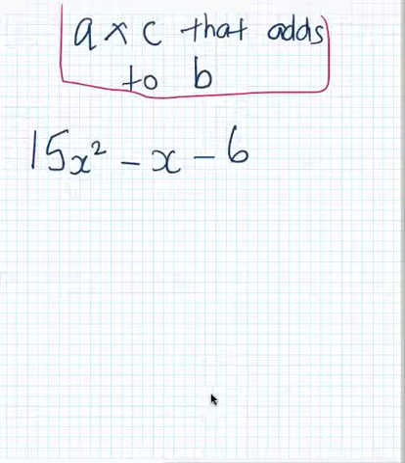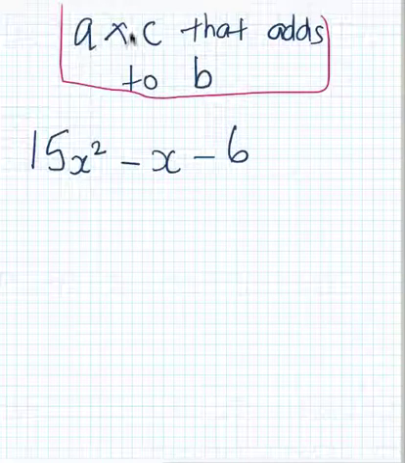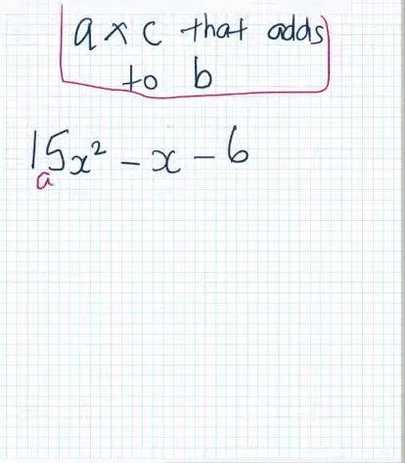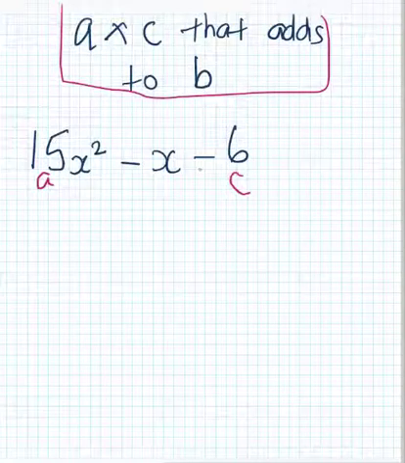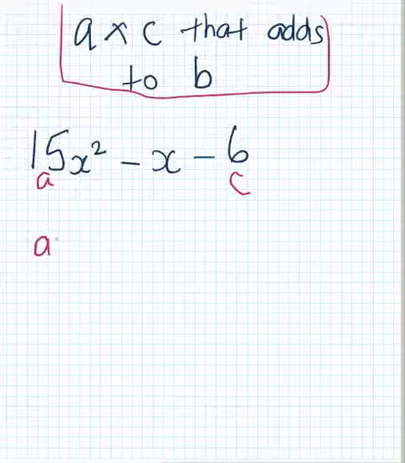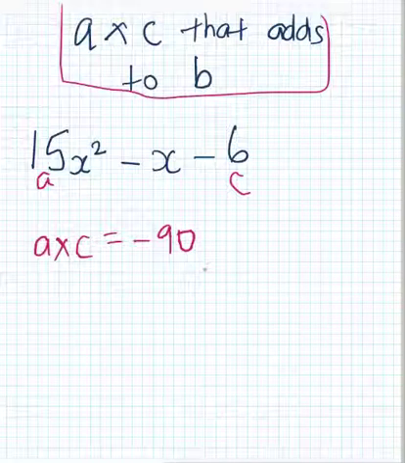Okay, so let's try another one. We can see this trinomial here. Straight away, the problem is this 15. We can't take out 15 as a factor, and so we are stuck, and we have to use the grouping method. So the first step is you go A times C, that adds to B. A is your 15, C is the 6, in this case a negative 6. It's important that you also include the negative. So what is 15 times negative 6? A times C will equal negative 90, because 15 times negative 6 is negative 90.